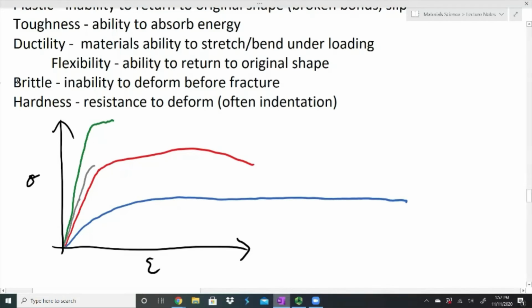Brittle is the opposite of ductility. It's the inability to deform before fracture. And so again, I can say that this red curve, the first one that I drew here, is a more brittle material than the blue one. Now, it doesn't mean that it is brittle always, because if I'm comparing it to this green curve that I did, then it's definitely not brittle. Again, these are dependent on what we're looking at.